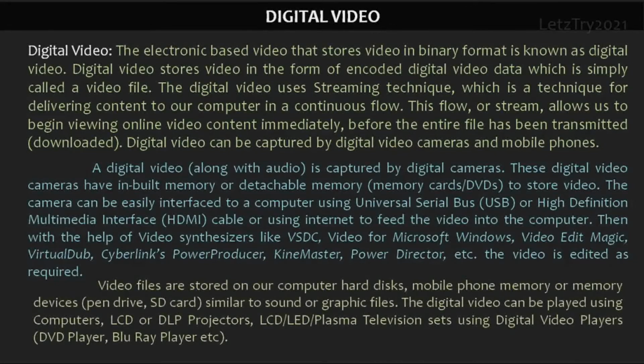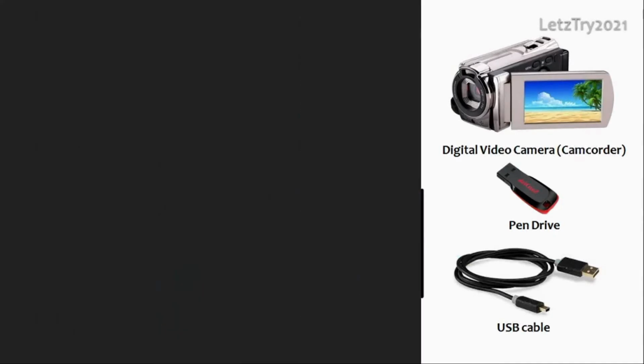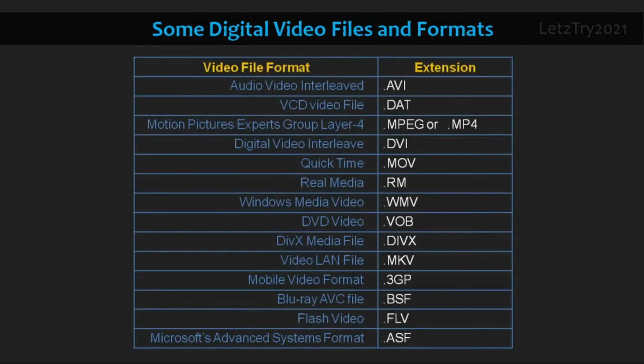Video files are stored on our computer hard disks, mobile phone memory, or memory devices such as pen drive, SD card, similar to sound or graphic files. The digital video can be played using computers, LCD or DLP projectors, LCD or LED or plasma television sets, using digital video players, DVD player or Blu-ray players. This page shows some digital video devices. This page illustrates different digital video files and their corresponding formats.